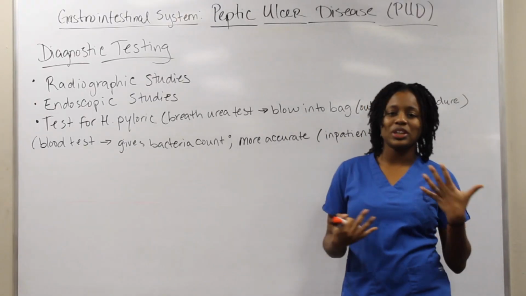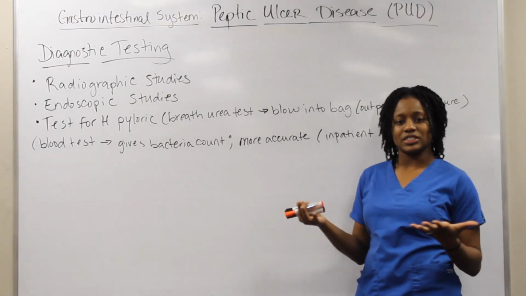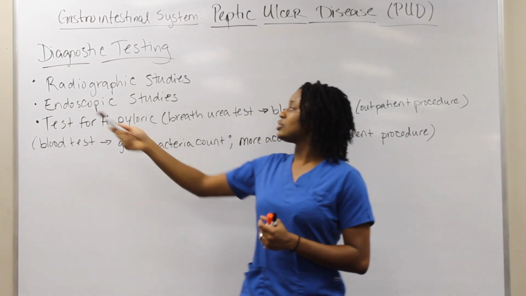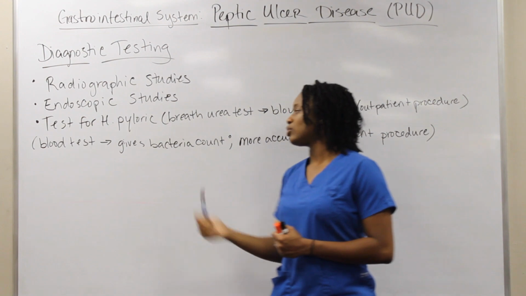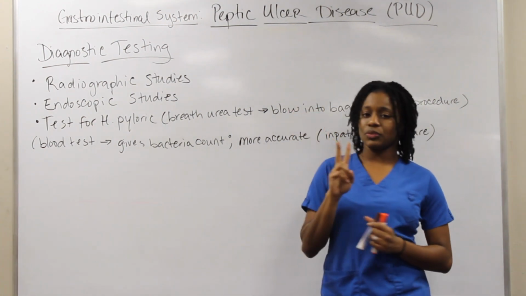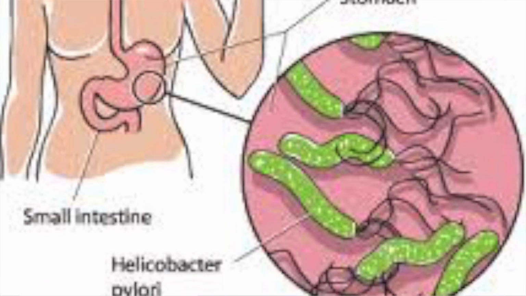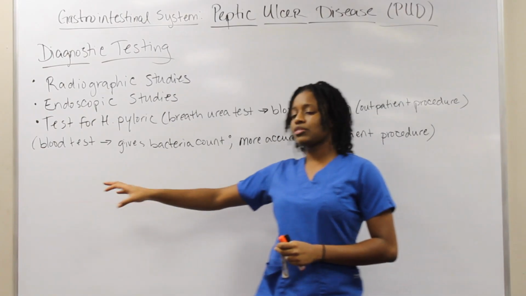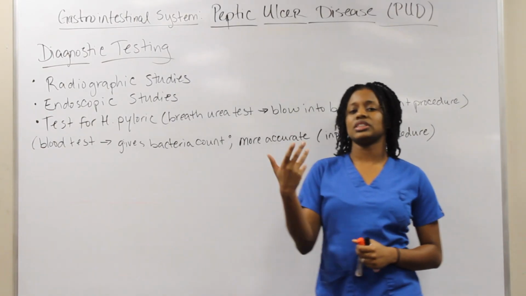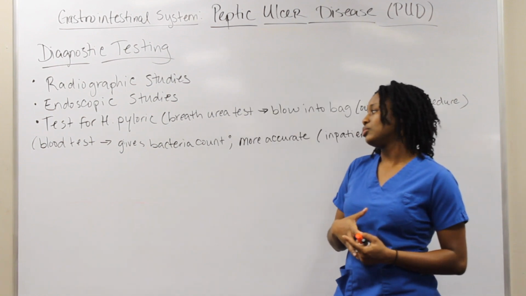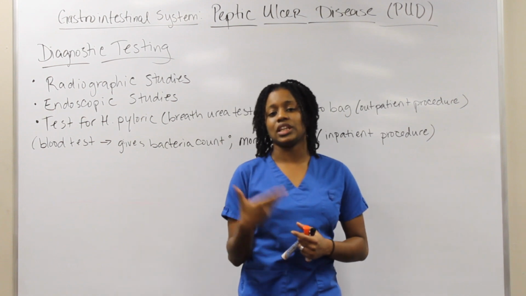Diagnostic testing: how do we know if this patient has a peptic ulcer? You can do a radiographic study, endoscopic studies, and a test for H. pylori. When you test for H. pylori, there are two different ways you can do it. You can do a breath urea test, where you blow into a particular type of bag, and this is an outpatient procedure. Then you have a more accurate way, which is a blood test, and it counts the bacteria that is in the body, and that's going to give you a better way of determining that this patient has H. pylori.